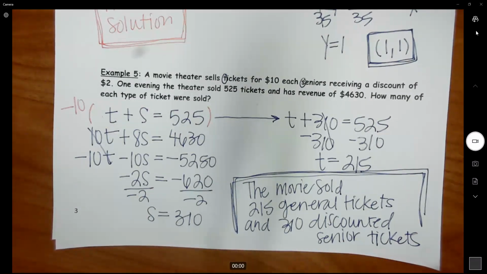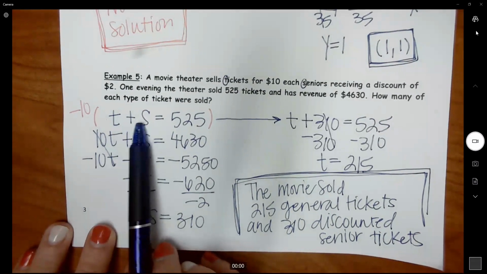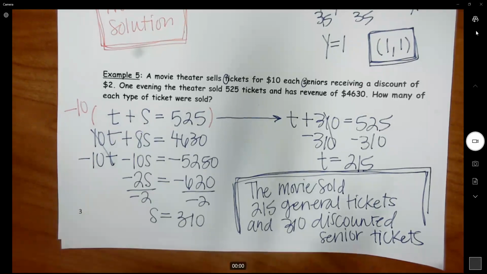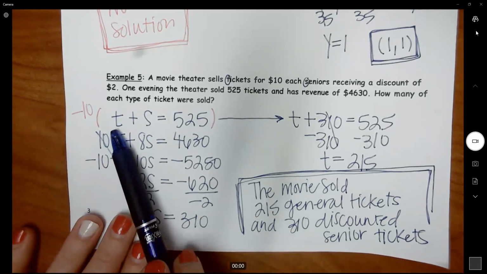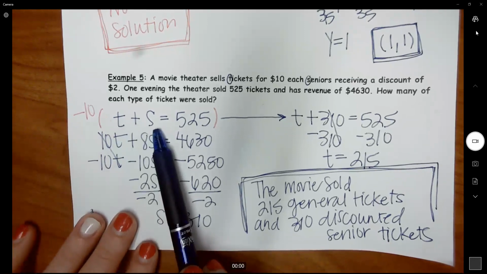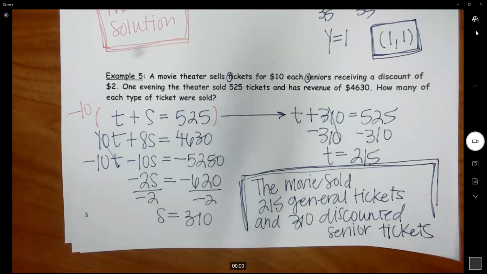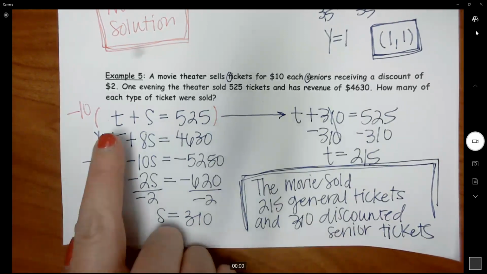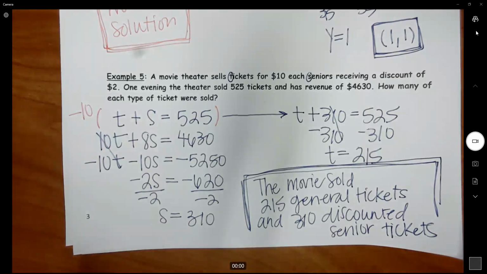And that's again why I like assigning variables that make sense to the problem. That way I don't have to say, oh, what did I make T equal? What did I make S equal? It makes sense to the problem that was used. But if you like x and y, that's fine. Just make sure you know what x equals and what y equals so that you can answer the question.